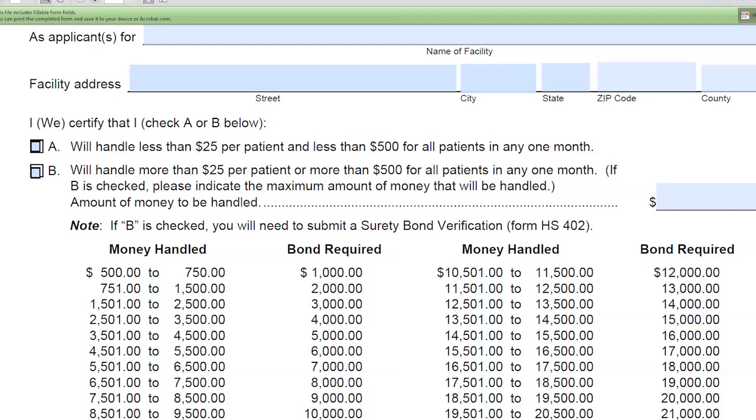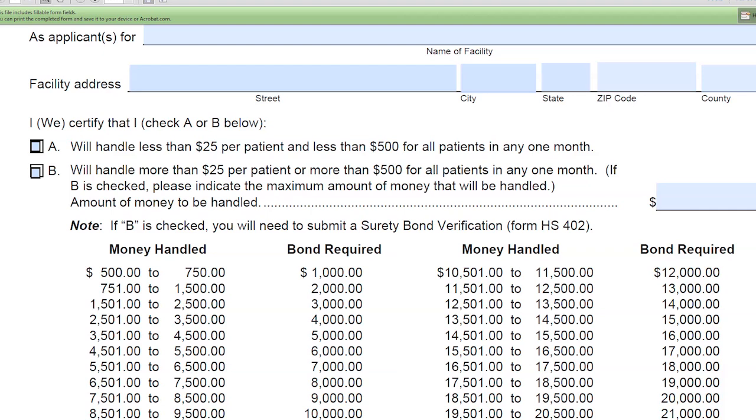We certify that I check A or B below. A. If you will handle less than $25 per patient and less than $500 for all patients in any 1 month. Even though the form allows the applicant to indicate that they will not handle any money, pursuant to CFR Title 42, Section 483.10 C7, this is not an option if a SNF, CLIF, or ICF DDH or N wishes to be certified. You are required to obtain a bond for at least $1,000.